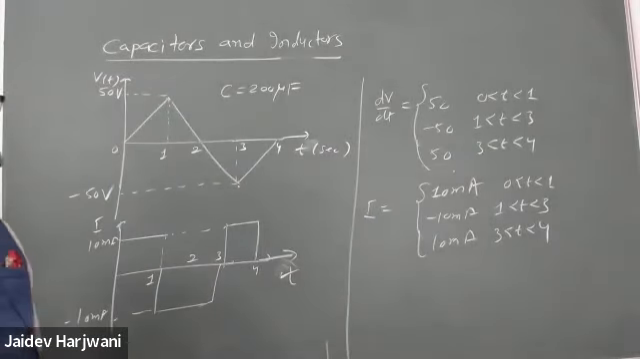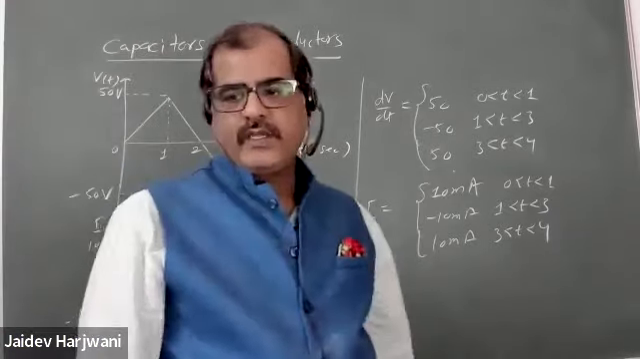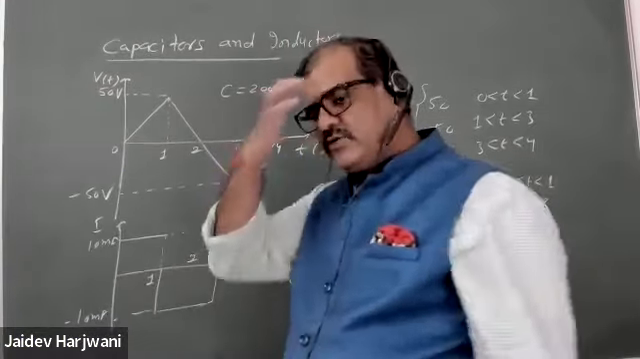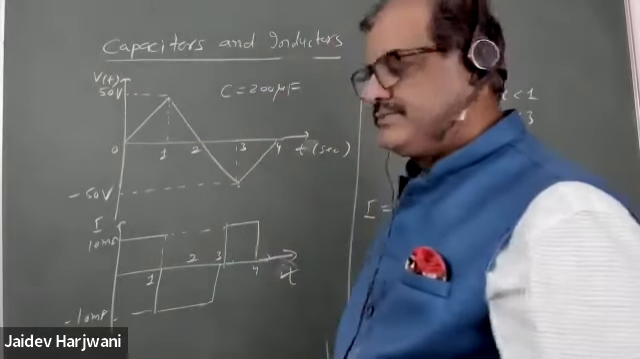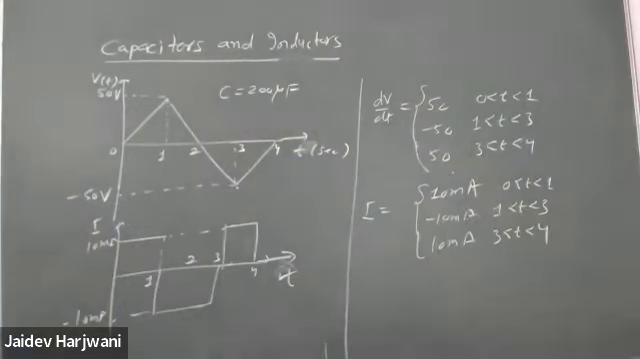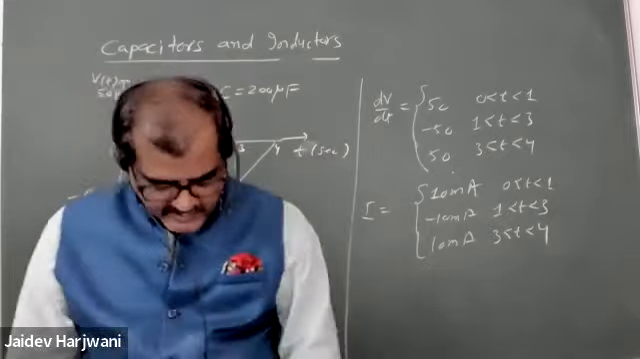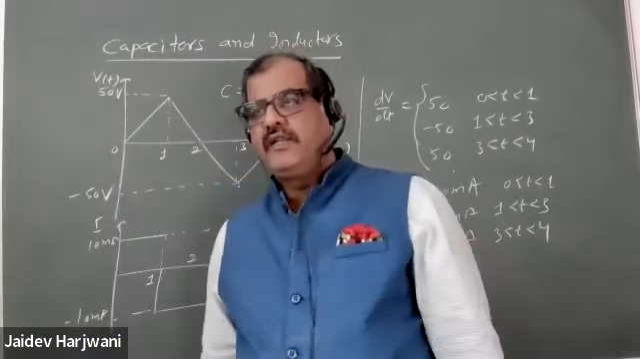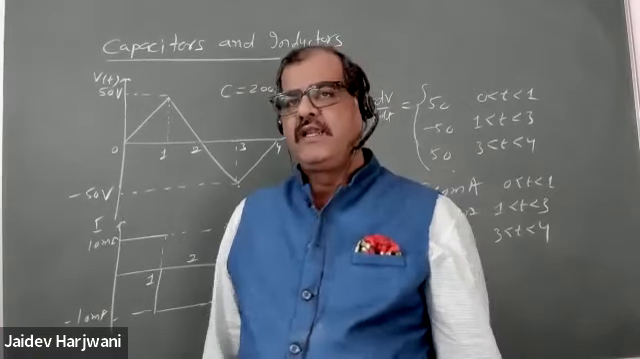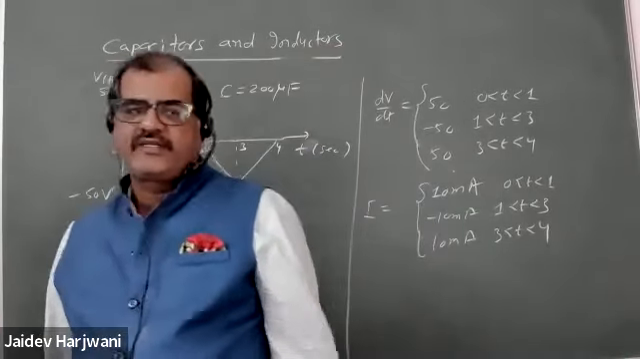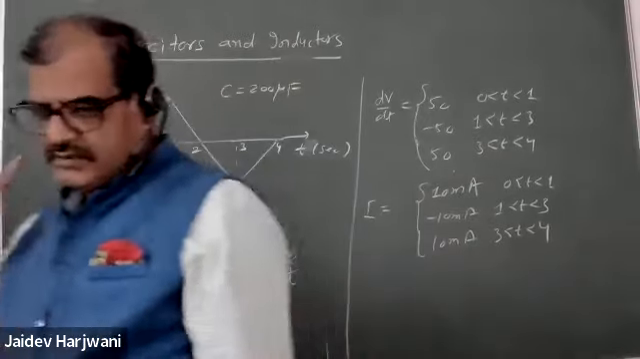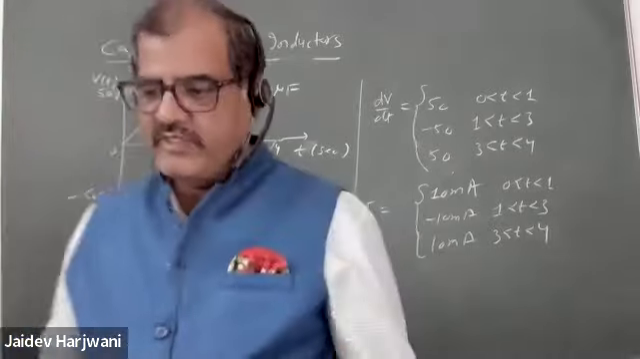So whenever you are given V as a function of time, you can calculate the current I equal to C dV by dt. If in doubt, please ask. I have given you three equations for the capacitor. I equals C dV by dt. One equation for voltage: V equals 1 by C integral from 0 to t of I dt plus V at 0. And the third equation is for energy, W equals half C V square. We have learned how to use the first equation.